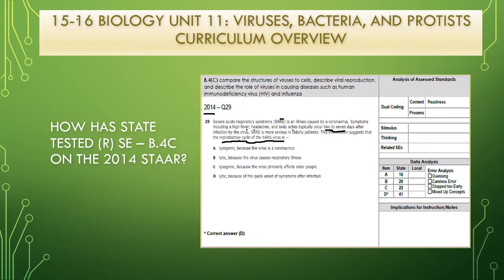Of course, this is a readiness standard, no processing, it's not dual coded. But what part of the SE is being assessed right now? Are we looking at the structure of viruses? No. Are we looking at the role of viruses in causing diseases? No. We're looking at the viral reproduction. And so, as you can see how the state assessed, they break down the SE and ask questions from different parts of that SE. The correct answer for this SE was D. It was the lytic cycle.